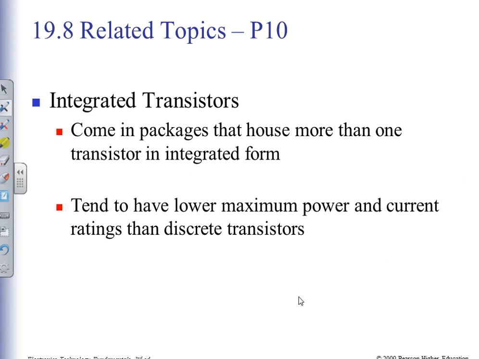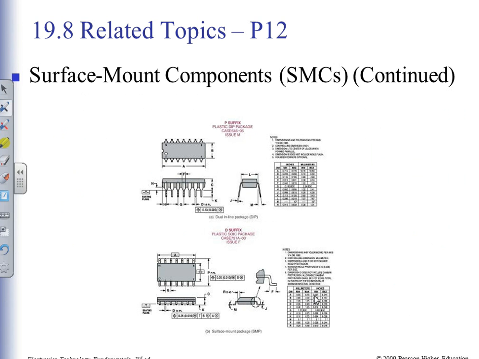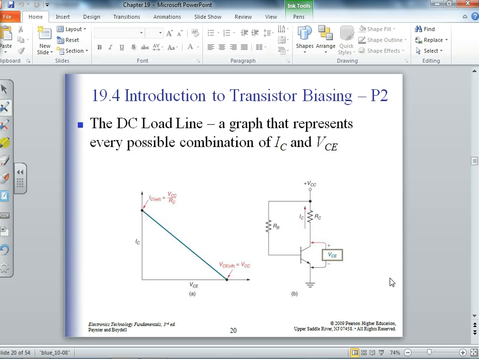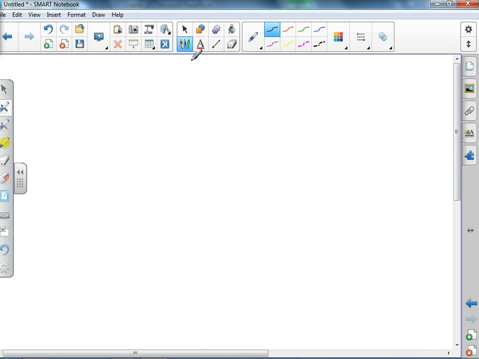Integrated transistors. So I have transistors in a multi-pack. I have surface-mounted transistors. Here's a guy with multiple transistors in the same package. When your CPU has multiple transistors in it, you can't use them individually. Okay, so we're done with the transparencies. We are ready to proceed with the problem set, and the first problem we're going to do is 7.